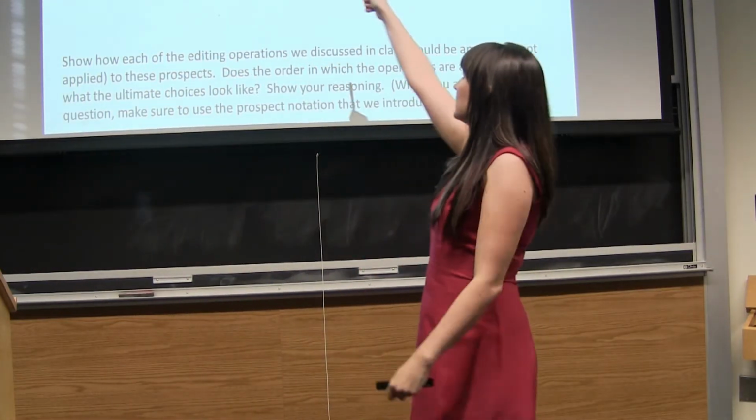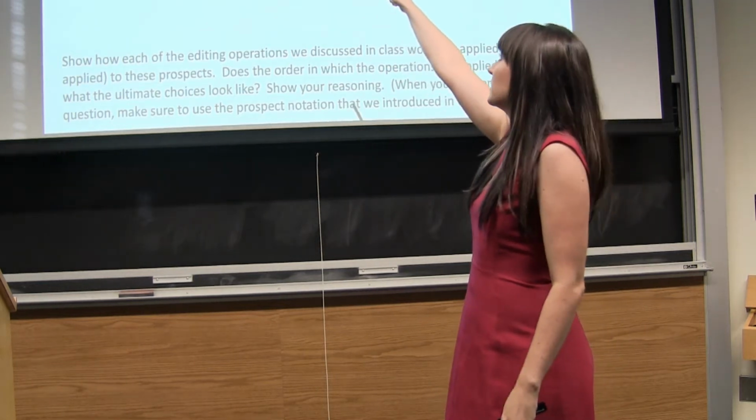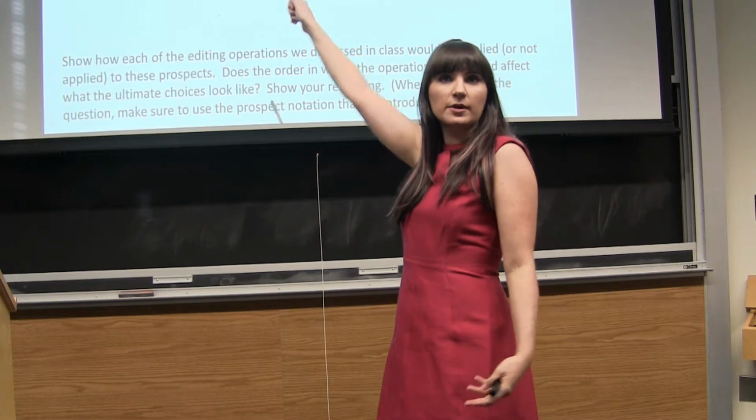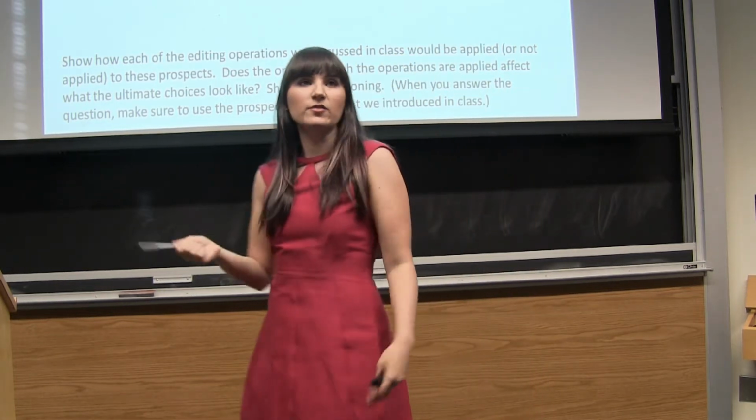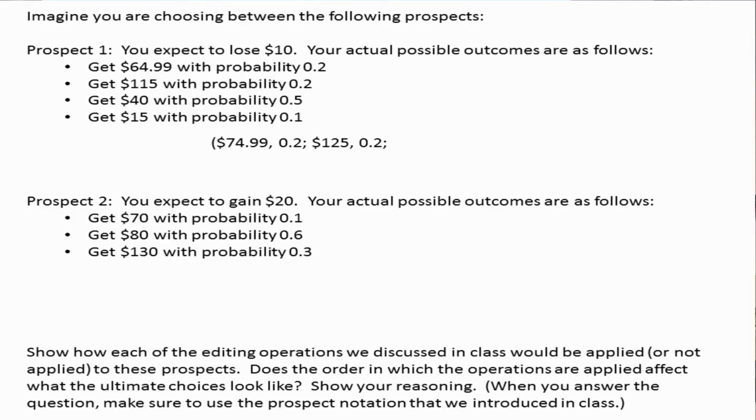And then we could do the same thing with all the other ones too, right? If we expect to lose 10 and we get 115 instead, we're actually 125 better than our psychological neutral. So we would end up turning this into 125 with probability 0.2, 50 with probability 0.5, and 25 with probability 0.1, right?